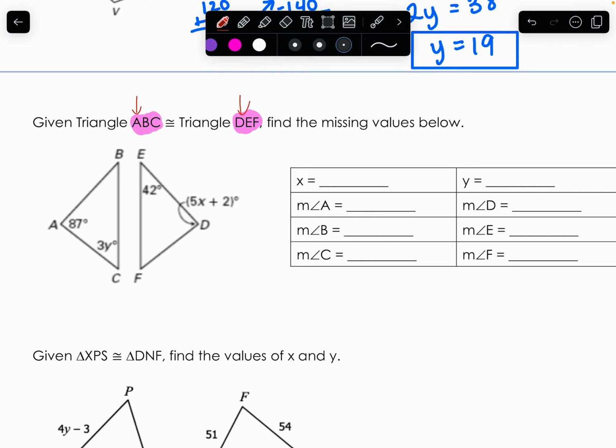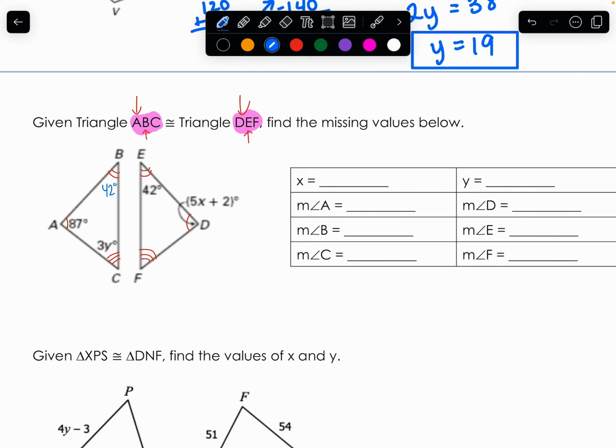A matches up with D. So I'll put one arc, one arc. B matches up with E. 2 arcs, 2 arcs. And then C with F. 3 arcs, 3 arcs. So now I can match up my angles. Any that I can match them up with.